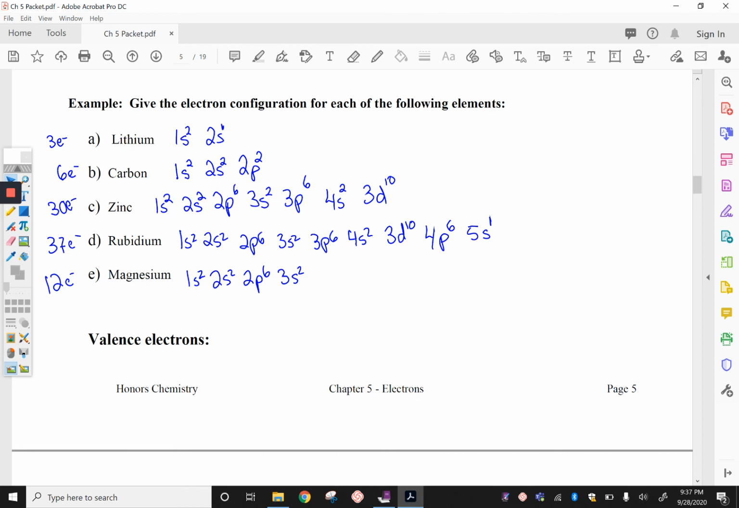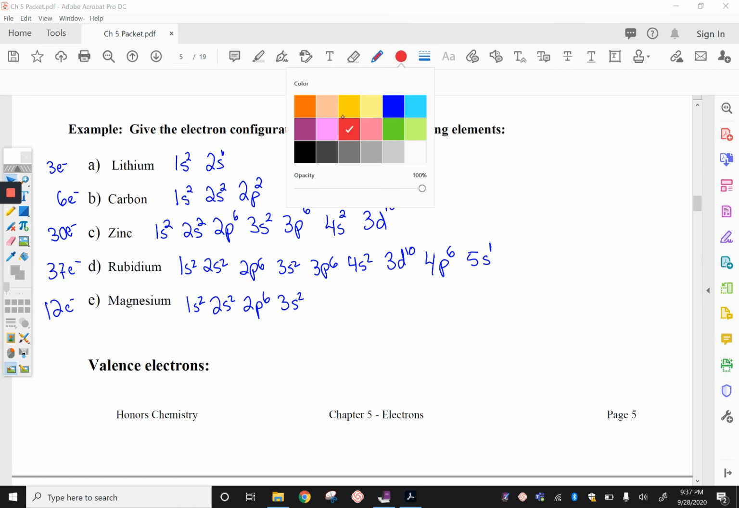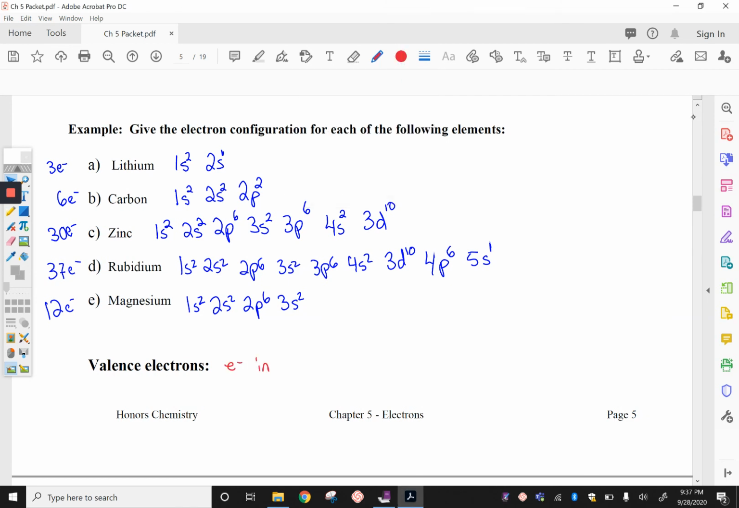Valence electrons are electrons that are in the highest energy level. Electrons in the highest energy level. Remember, energy level n. So why are valence electrons important? Well, the valence electrons are the ones that are lost or gained or shared in order for a chemical reaction to occur. So they are extra important in chemistry.